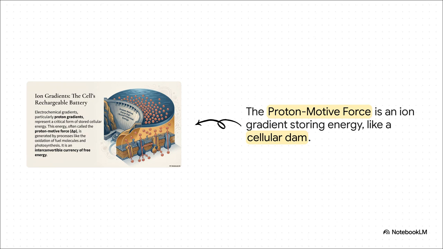And now, for currency number 2, the ion gradient. And honestly, this is just beautiful. By burning fuel like sugars, the cell works hard to pump protons across a membrane, building up a huge concentration on one side. This is called the Proton Motive Force. It's exactly like a hydroelectric dam. You're doing the hard work to pump water up behind the wall, creating this massive reservoir of potential energy that's just waiting to be unleashed.